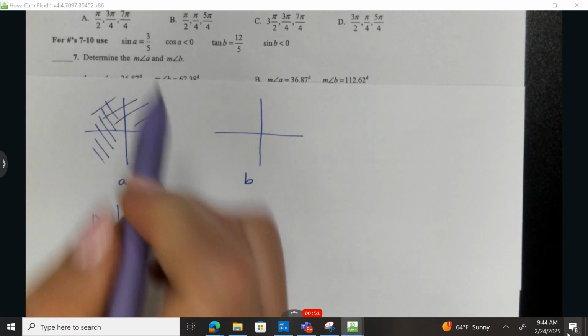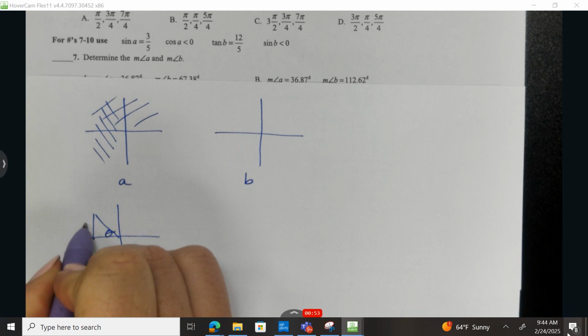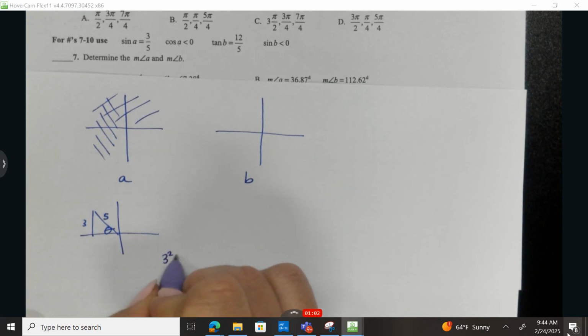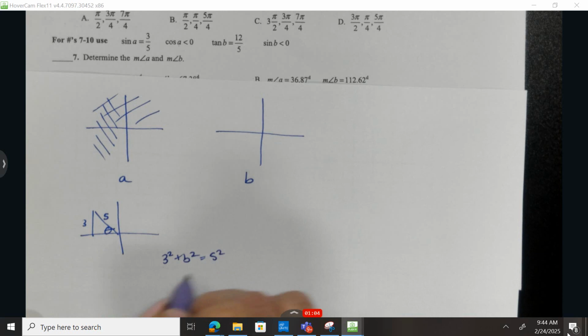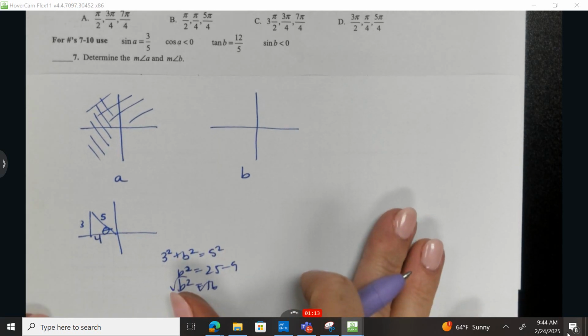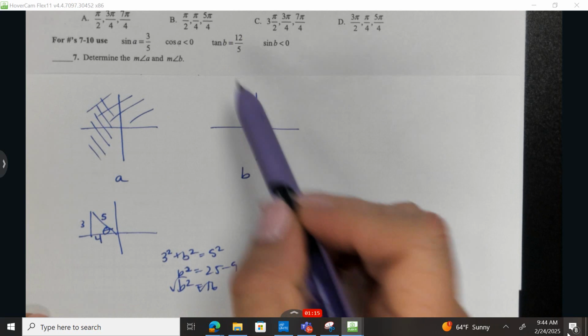Now it says that the sine is 3/5, so opposite over hypotenuse. I've memorized that's one of the most common Pythagorean triplets, but if you didn't know it, you'd say a squared plus b squared equals c squared. So 25 minus 9 is 16. Taking the square root, we get 4. All right, let's move on right now to angle B.